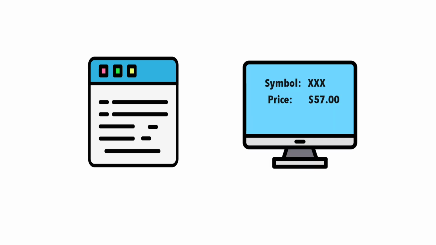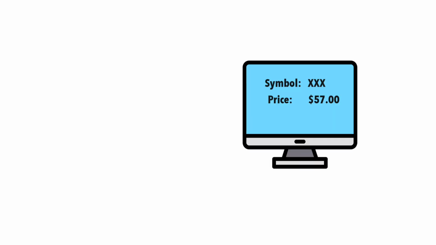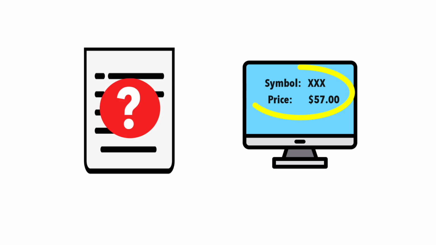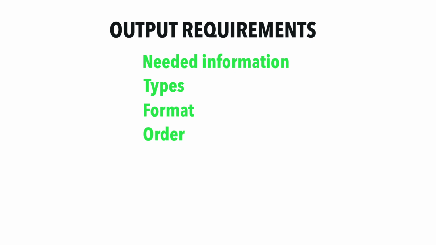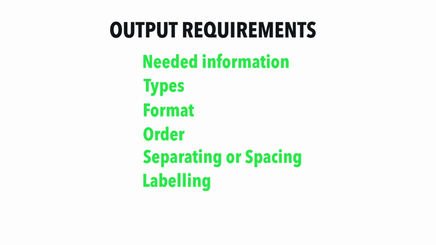No matter which language or output method you are using, it's essential to output any necessary information before the program finishes running. When you're translating a problem description into code, understanding what needs to be output is key because it guides you on what calculations or data manipulations are needed to produce the desired results. It is very important to meet any requirements or expectations regarding the program output. These requirements can include what information should be output, the expected types of those values, the format of the data, the order of the information, the requirements in terms of separating or spacing the output, and also if any labeling or textual information is needed to explain the meaning of the output.